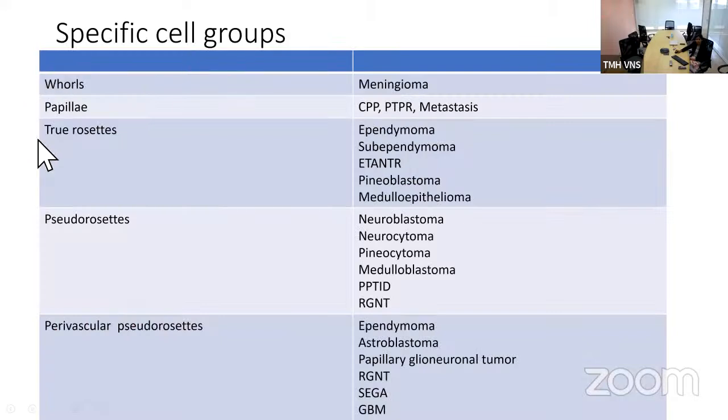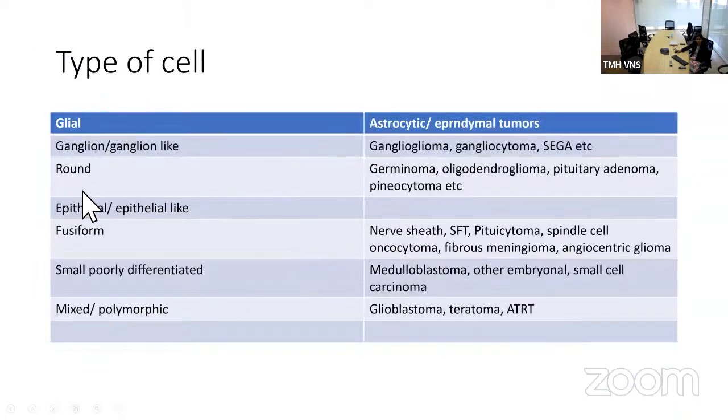Specific cell groups can be found in smears, like whorls in meningiomas, papillae in choroid plexus papilloma, papillary tumor of pineal region, and some metastasis. Various types of rosettes can also be found in embryonal tumors, ependymomas, astroblastomas. Then type of cell: ganglion or ganglion-like cells can be found in ganglioglioma.